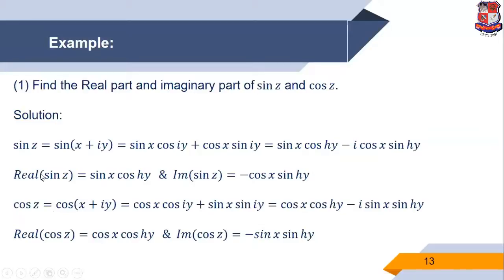Similarly, cos z is cos of x plus iy, equal to cos x into cos iy plus sine x into sine iy. So cos iy is cos hyperbolic y and sine iy is i sine hyperbolic y. So again here it is plus, not minus. So the real part is this and the imaginary part is this. Sorry, this term is not negative. This term is also positive, so both are positive.